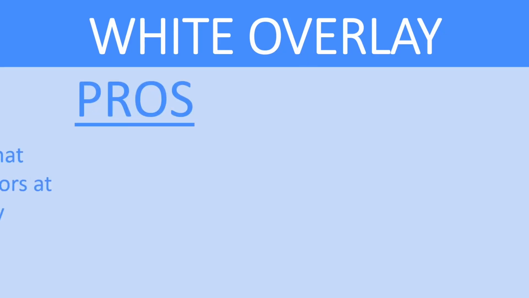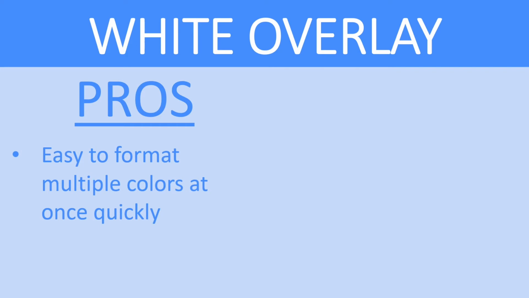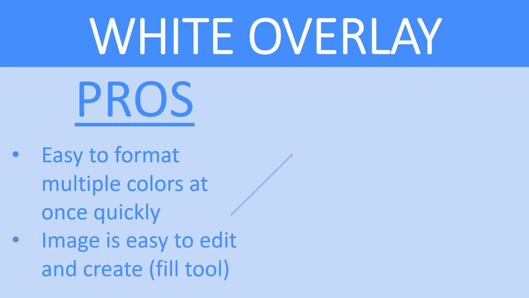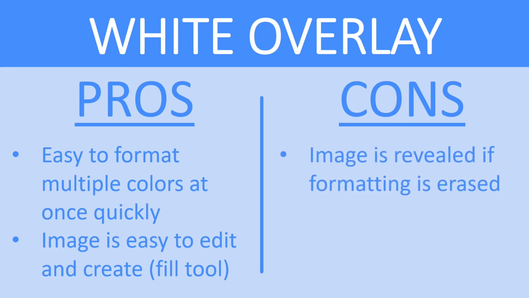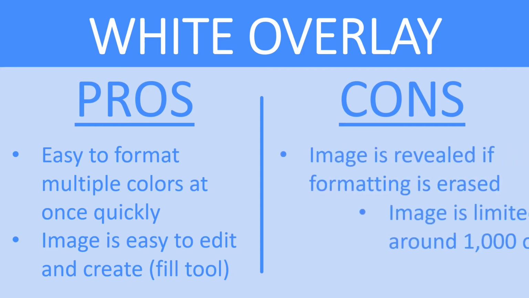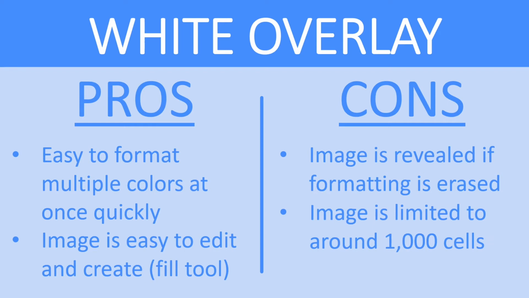When creating pixel art with a white overlay, there's two big pros. One is that formatting is really easy to do with multiple colors at a time. Another is if you need to go back and fix or change your image, it's really simple. As for the cons, the image is actually revealed when a student goes in and deletes the conditional formatting. Now, obviously, the student didn't answer the questions, so they didn't complete the assignment, but that could be problematic.